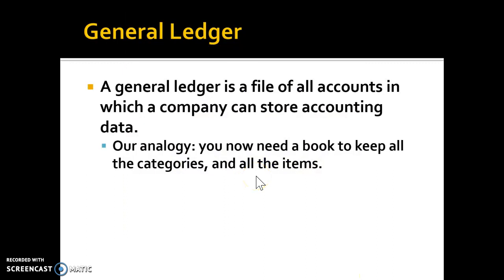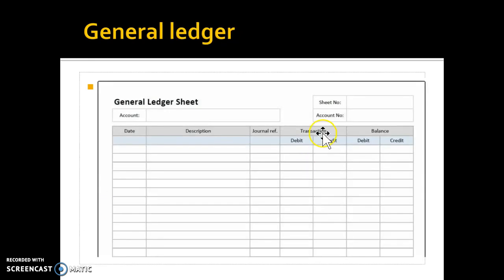The second technique we are going to use is called the general ledger. A general ledger is a file of all accounts in which a company could store the accounting data. For example, we need a book to keep all different accounts. So a general ledger would look like this, and it could take different forms in different companies. But it's a book of keeping separate accounts and showing all the transactions of that account.